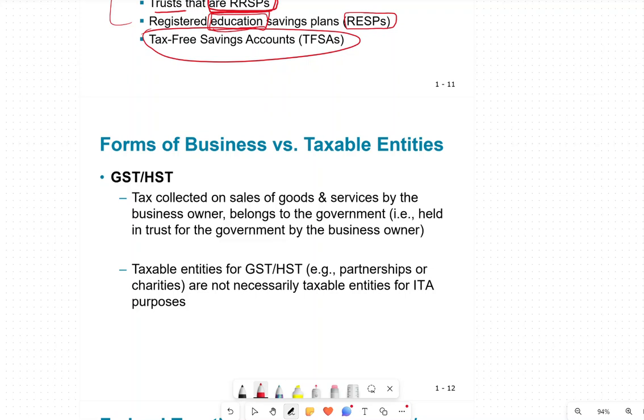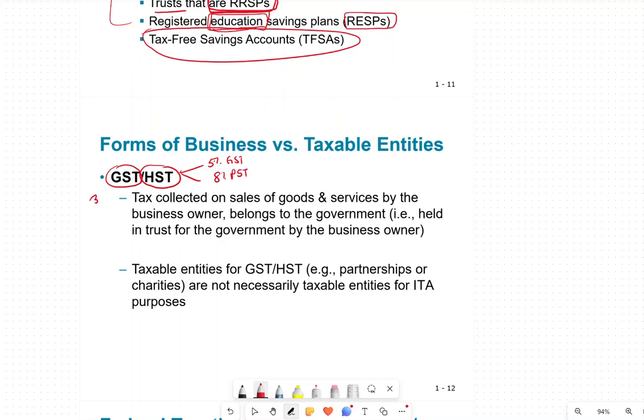Now what we're going to do: GST is a federal tax. HST is what we pay. Of HST, 5% is your GST and 8% is your PST.